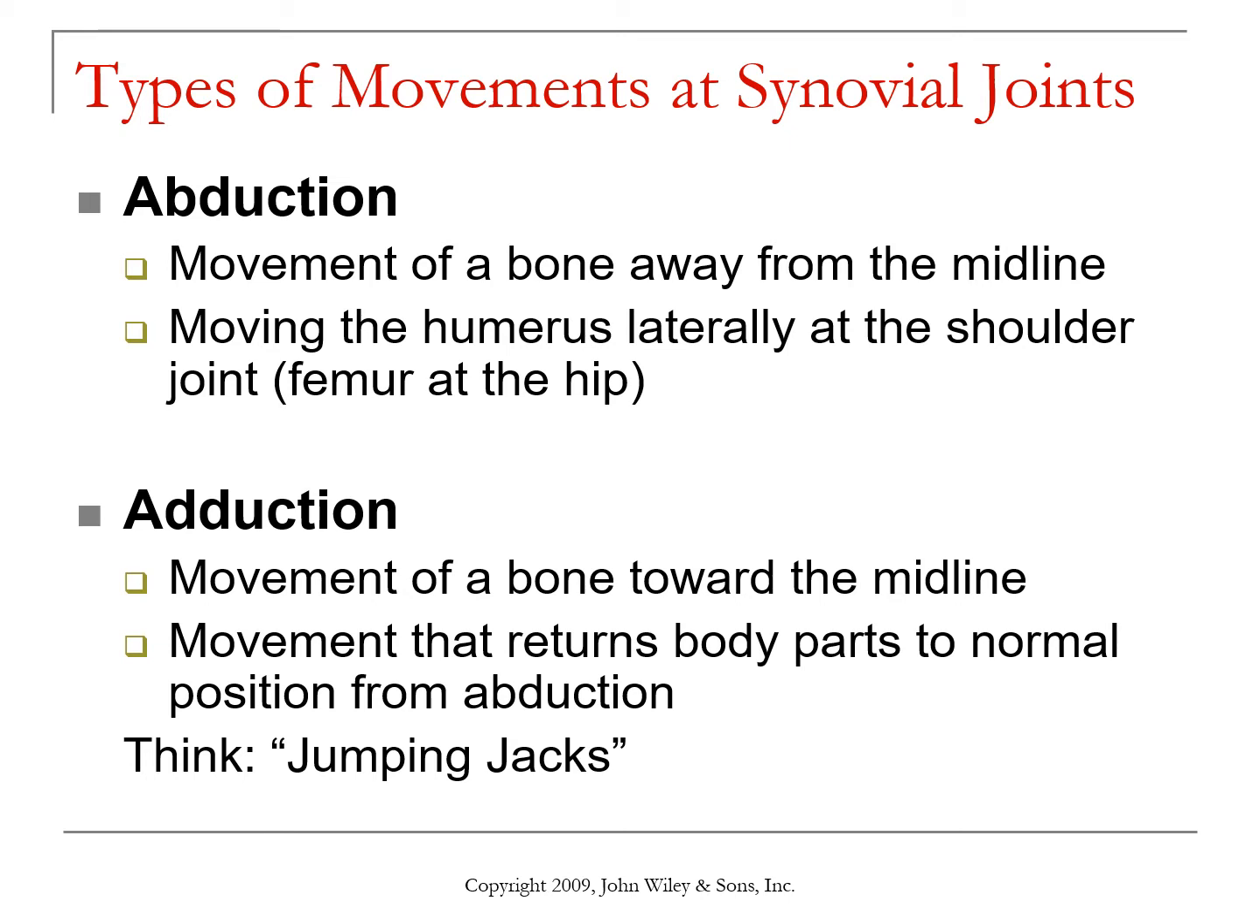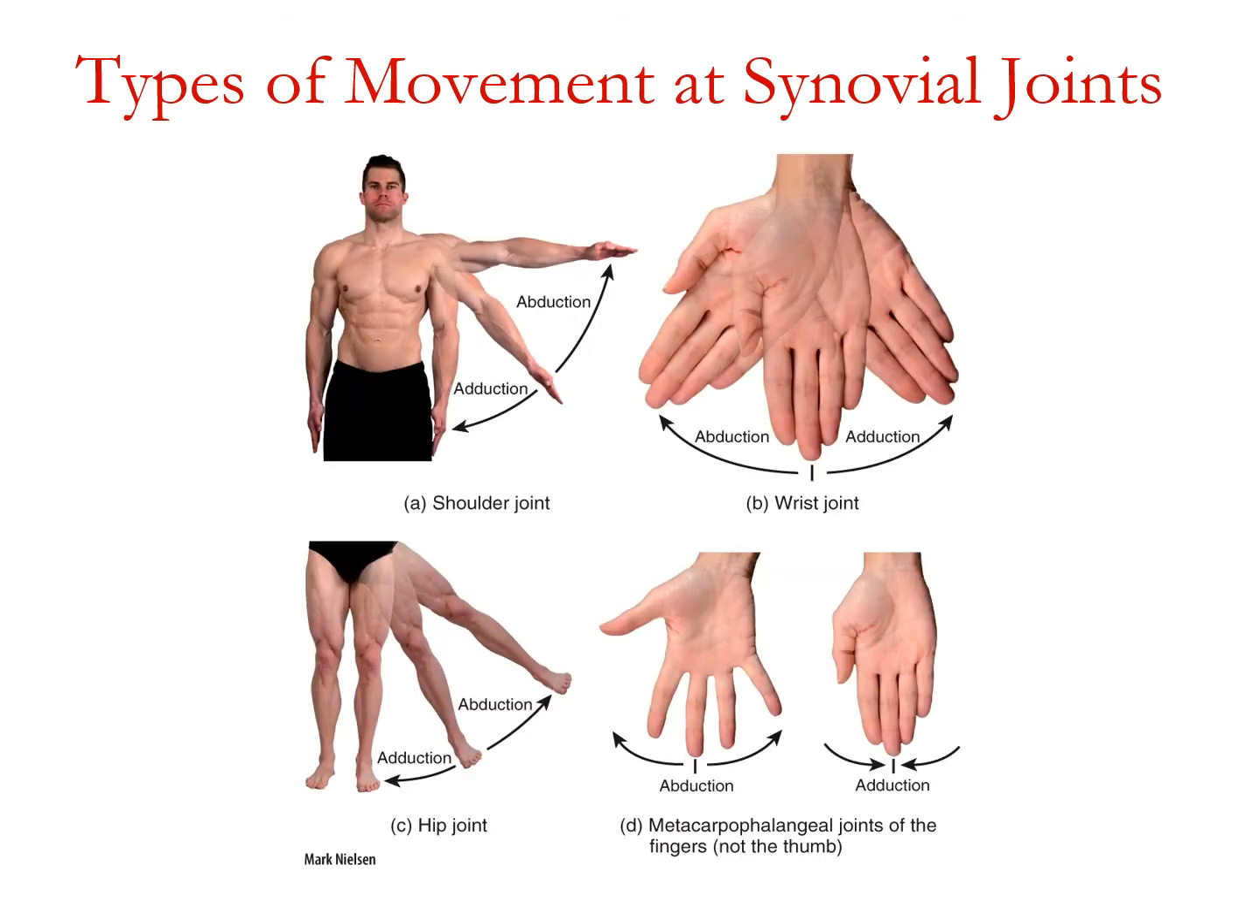So jumping jacks, if you're familiar with that exercise, is a combination of abduction and then adduction. Abduction, adduction. When something is abducted, it is taken away. So think of abducted when you think abduction and moving away from the midline. Adduction is to put it back together, add it. So that's to move these limbs and these bones toward the midline. All right, so there's abduction and adduction.